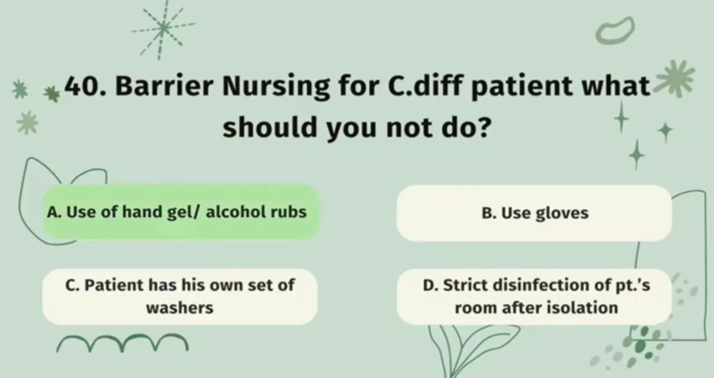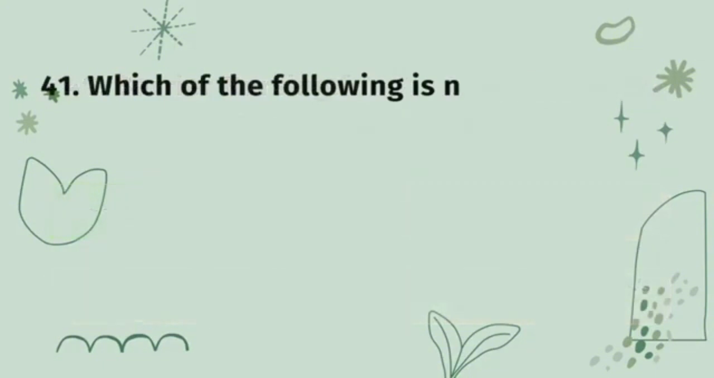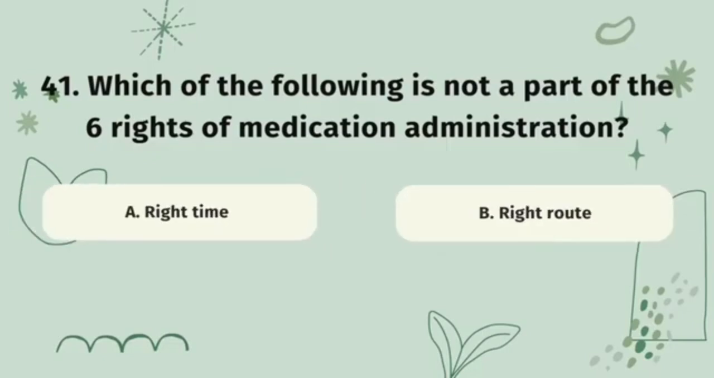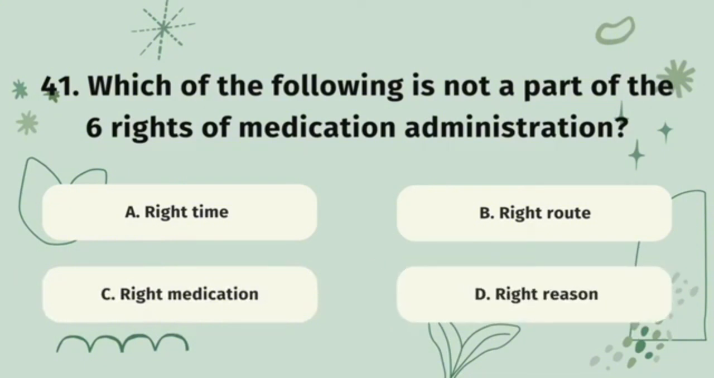The correct answer is A. Question 41. Which of the following is not a part of the 6 rights of medication administration? Option A. Right time. Option B. Right route. Option C. Right medication. Option D. Right reason.